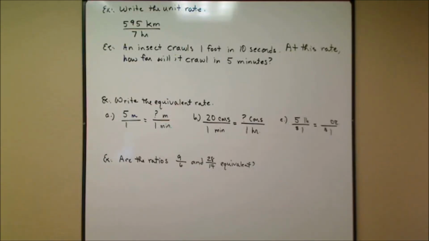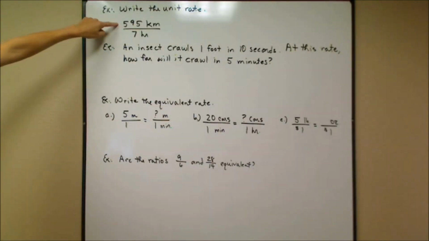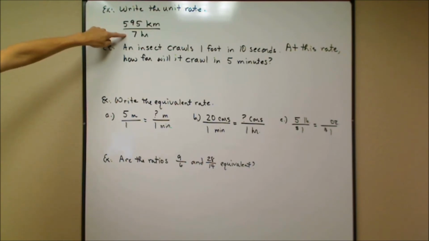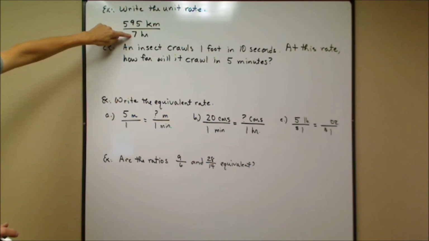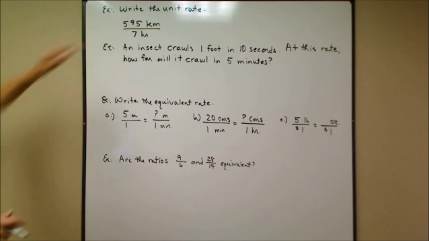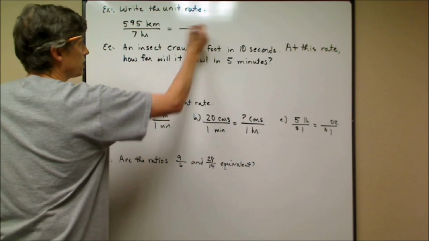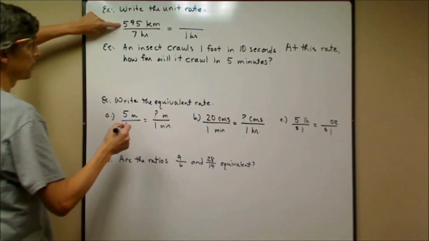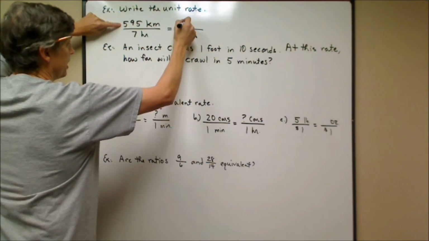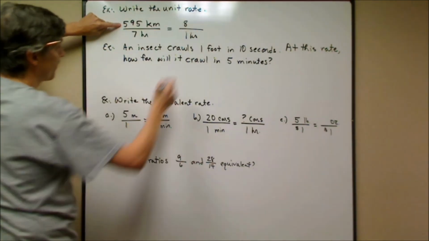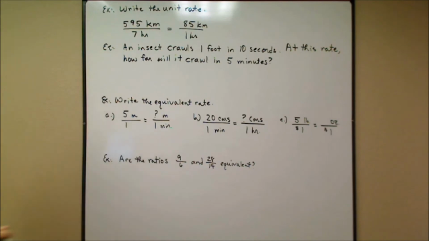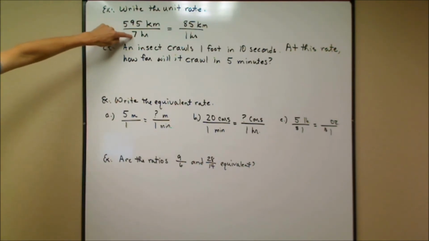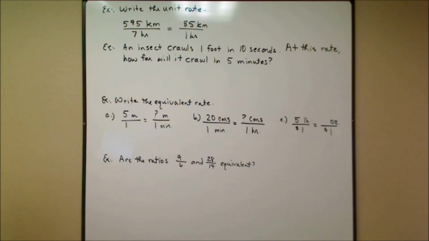Okay, let's find the unit rate here. We have 595 kilometers in 7 hours. We want to write this for 1 hour. So we're going to need to divide this by 7 to make this a 1, so we have to divide top and bottom by 7, so that we get 1 hour. Well, 7 goes into 59 8 times, 35, 5 times. And there's my unit rate of 85 kilometers per hour. Okay, remember, unit rate, the denominator is going to be a 1.